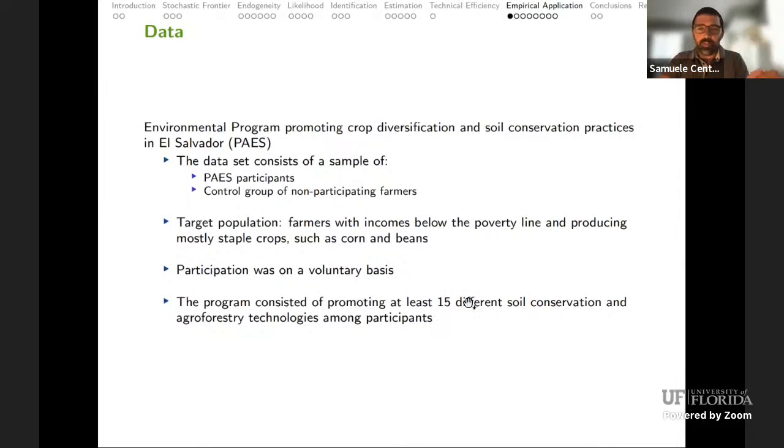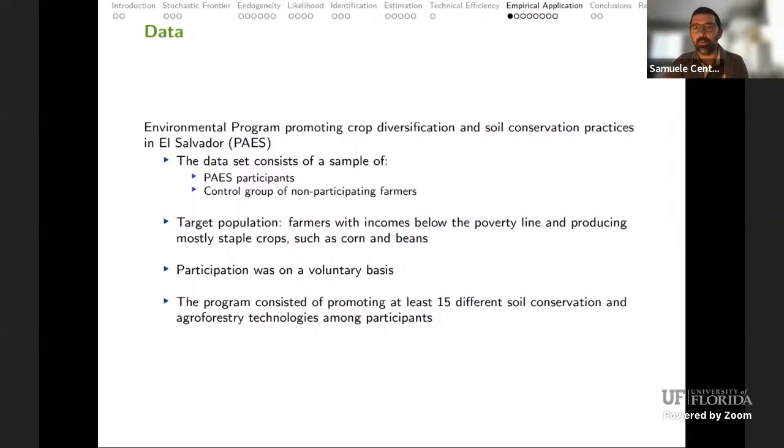There are 15 different soil conservation technologies that are proposed among participants. Again, here we simplify everything. We just say you participated or not in the program, and we're going to measure the effect of that participation on the production frontier and the inefficiency. So you can imagine that there was a lot of heterogeneity in the treatment, depending on the type of conservation technology that the farmers have used and for how long they have used it.